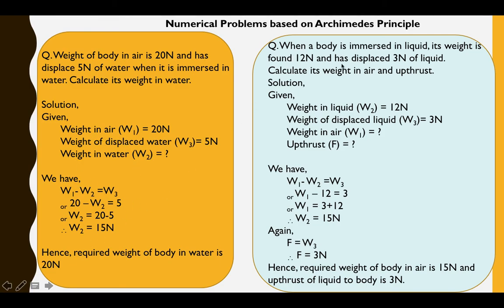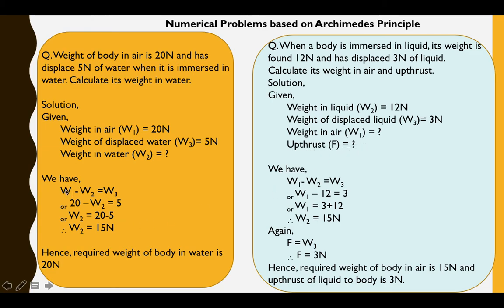Now let's go to another numerical. When a body is immersed in liquid, its weight is found to be 12 Newton, meaning weight in liquid, W2, is 12 Newton. And it has displaced 3 Newton of liquid, meaning the weight of displaced liquid is 3 Newton. The question asks for the weight in air, W1, and the upthrust F. Weight in liquid and weight in water are the same thing, W2. Weight of displaced liquid or displaced water is W3. The symbol is always the same. Weight in air, W1, is asked, and upthrust F is what?